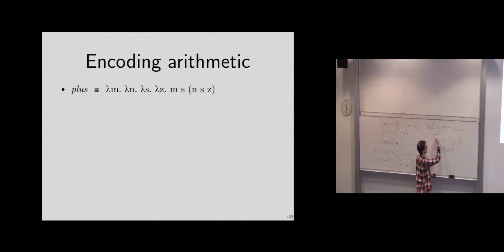But using this sort of intuition, we can rewrite, say, well, n s is the successor applied n times to z, and m s over here is going to apply the successor m times to this. So if you're applying the successor this many times and then this many times again, that's of course the successor applied m plus n times to z. So that's why plus works.